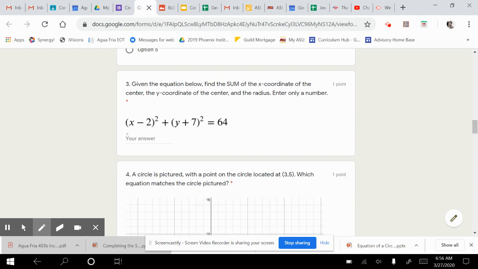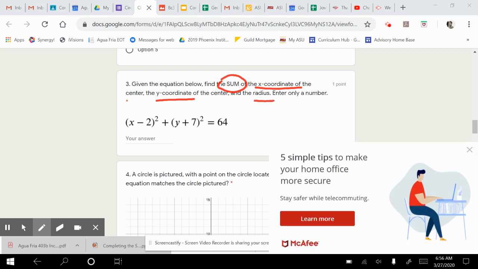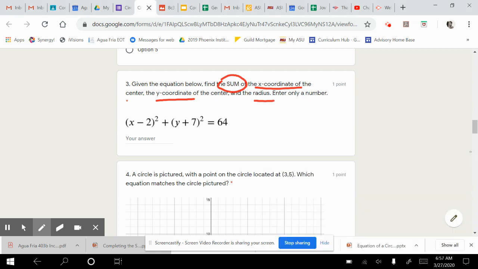Number 3, I got a lot of questions about it. And again, it's about reading what the question's asking. This is asking you for the sum of the x-coordinate of the center, the y-coordinate of the center, and the radius. So what that means is we're going to need to add those 3 values. So one number should be your answer.